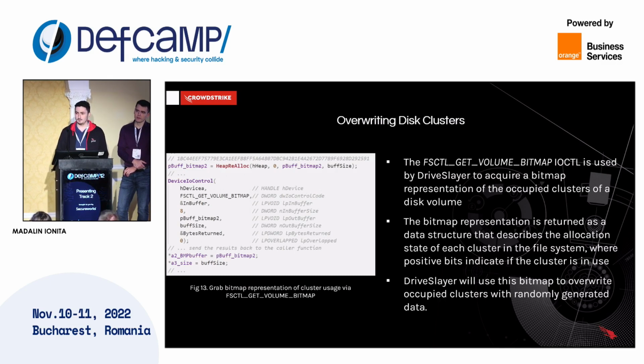The drive layer takes it a bit further and uses FSCTL_GET_VOLUME_BITMAP in order to get a bitmap data structure. In a bitmap data structure, each bit represents a cluster in the disk, with a positive value meaning that that cluster is occupied. The drive layer targets only the occupied clusters. Of course, this is a snapshot in time, so there might be clusters that aren't deleted when the wiping routine starts.